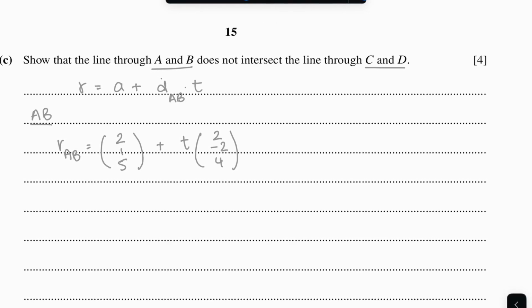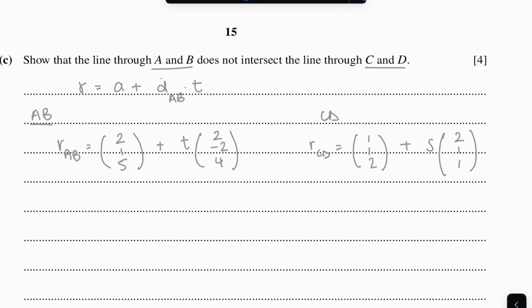Now let's try and find the line equation for CD. For CD, again, we can take any point on the line, so point C or D. I will take point C here, and that was given to us as (1, 1, 2). The direction we also have still from part A, and we found it to be (2, 1, 1). And the constant I will choose to call s.